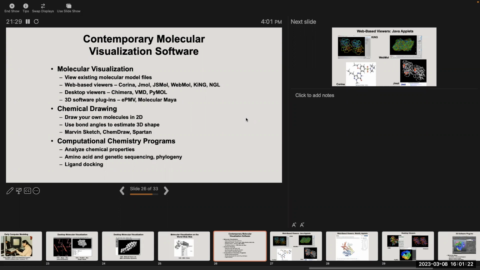We're going to actually play with one in here called Marvin Sketch, but there's some others, ChemDraw, Spartan, and others that do the same thing. I like Marvin Sketch because it's free.